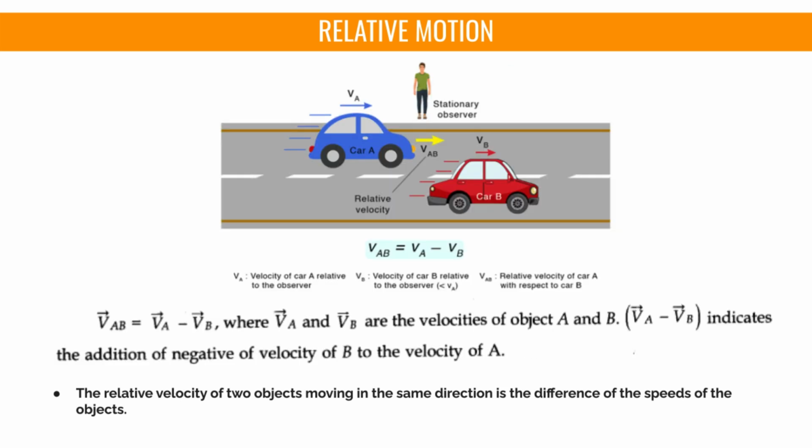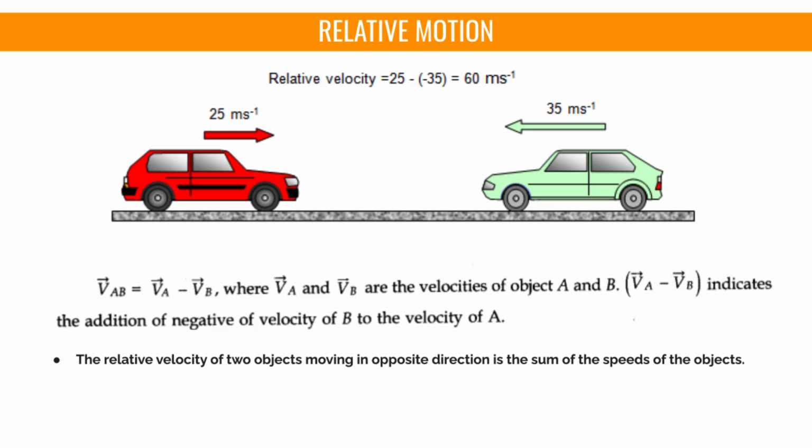Let's understand relative velocity with two examples. Imagine two cars, A and B, are moving in the same direction along a straight road. Car A travels at 80 km per hour, and car B travels at 60 km per hour. To someone standing on the side of the road, the relative velocity will be 80 km per hour minus 60 km per hour equals 20 km per hour. This means that, to the driver of car B, car A appears to move forward at just 20 km per hour, even though it moves much faster relative to the ground.